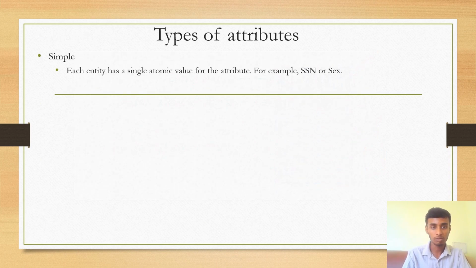We'll go to the types of attributes. There are mainly 4 types of attributes. You can see in the next slide. I'll show the examples of how it is pictorially represented. First, you will see what is a symbol. Each entity has a single atomic value for an attribute, called simple, such as SSN, sex, and ID, etc.